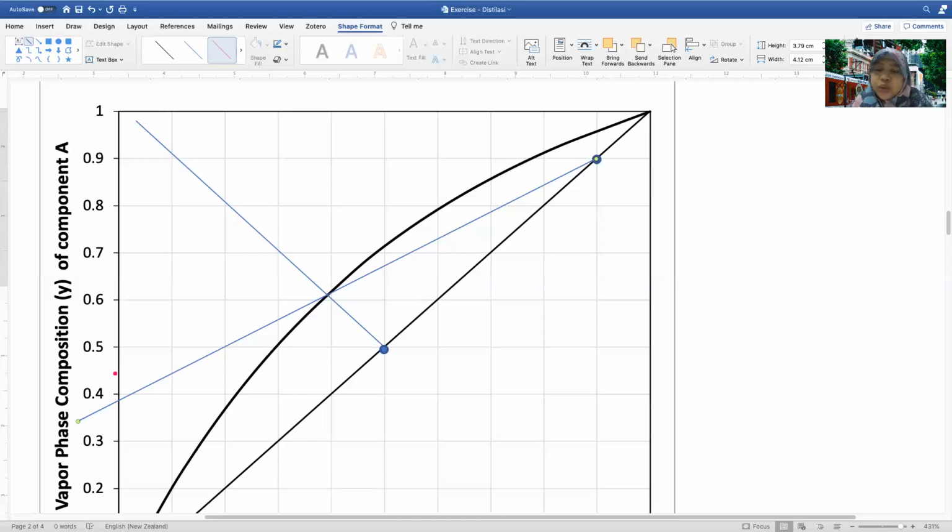What you can do to calculate the exact number is to first find the length from here to here, right? And divide it by the length from here to there. So it looks like a ratio, and you're going to get the value.